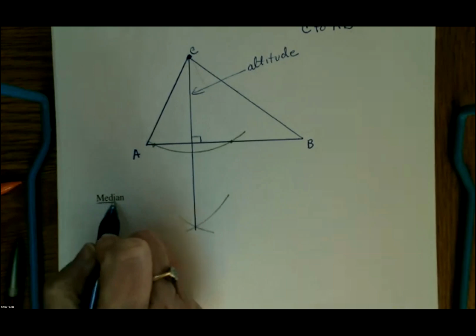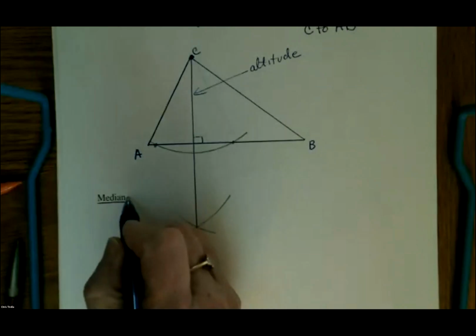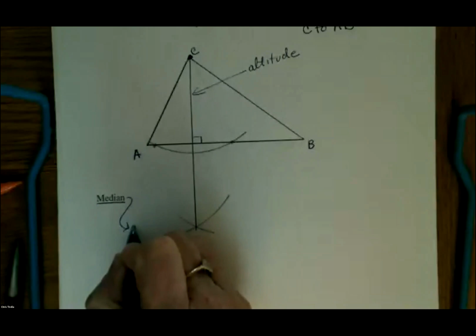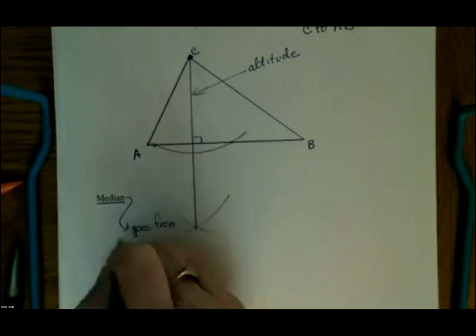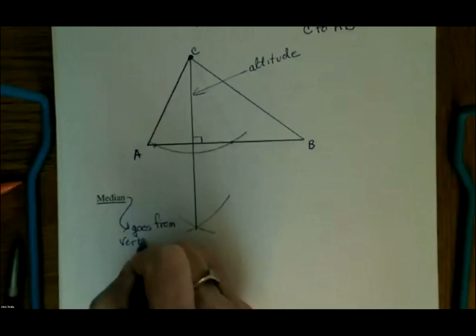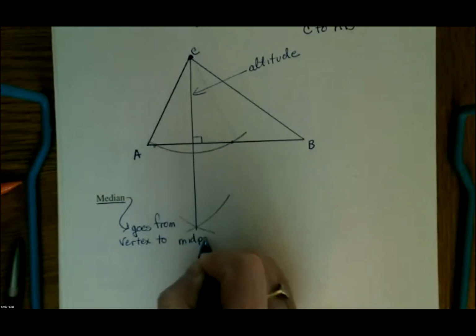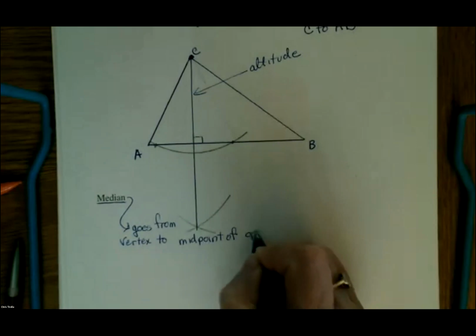Is the altitude construction all right? If so, our next construction is a median, and the median is a segment that goes from a vertex to the midpoint of the opposite side.